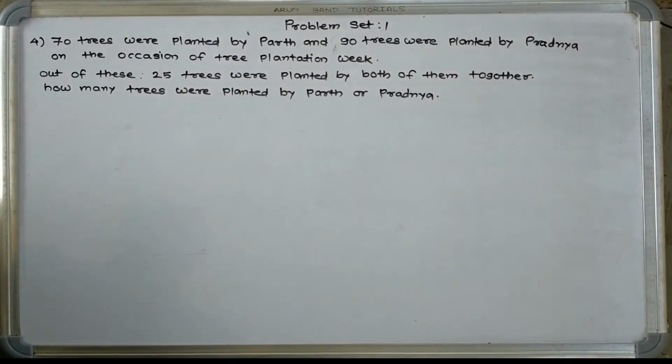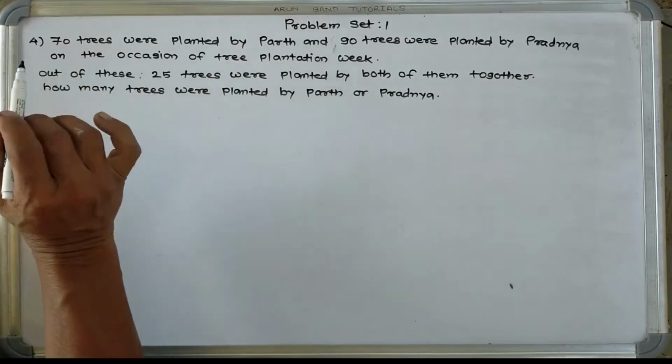Example 4. 70 trees were planted by Parth and 90 trees were planted by Pradnya on the occasion of tree plantation week. Out of these, 25 trees were planted by both of them together. How many trees were planted by Parth or Pradnya?